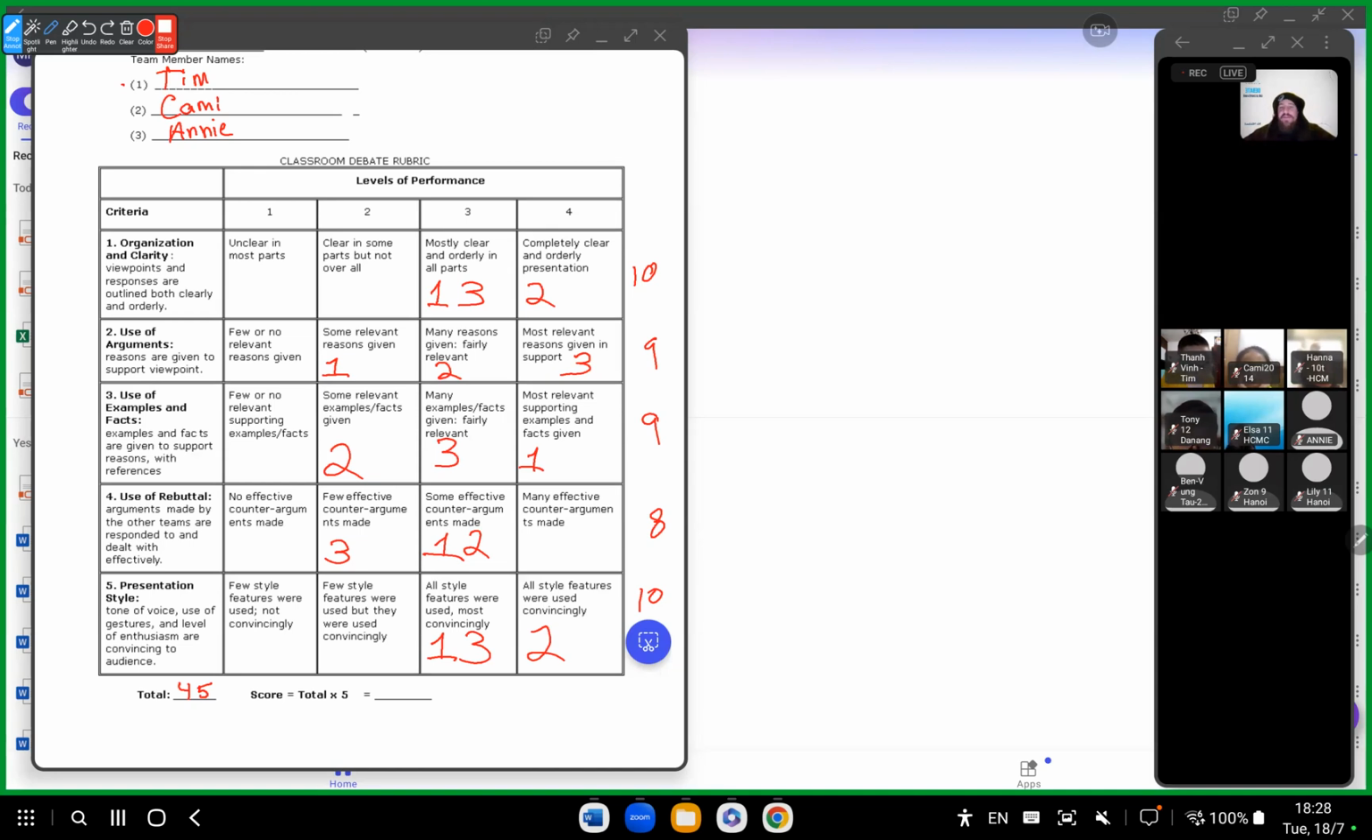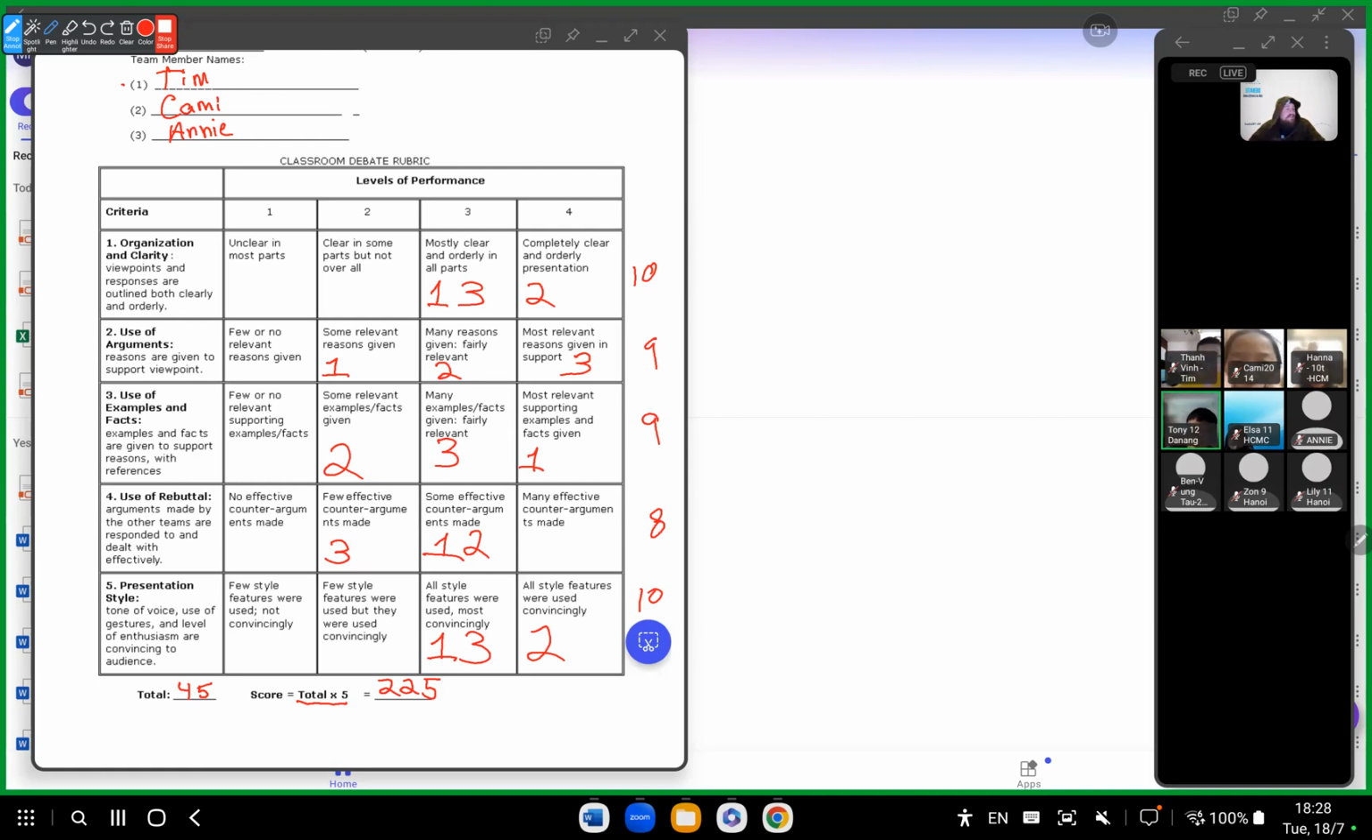So overall, you guys scored 45 points as your total levels of performance. Now we need to take that total and times it by 5. So in total, you guys came out with 225 points. Good effort.